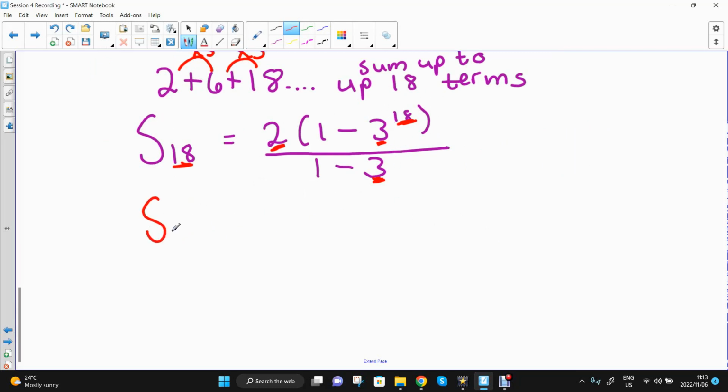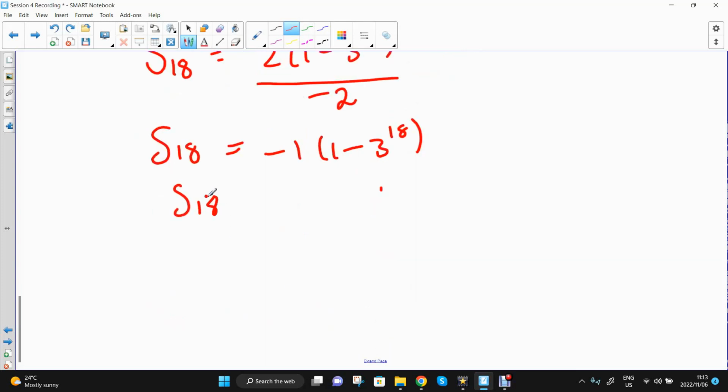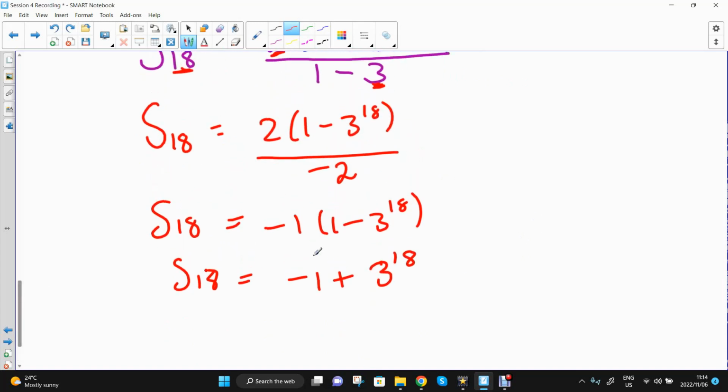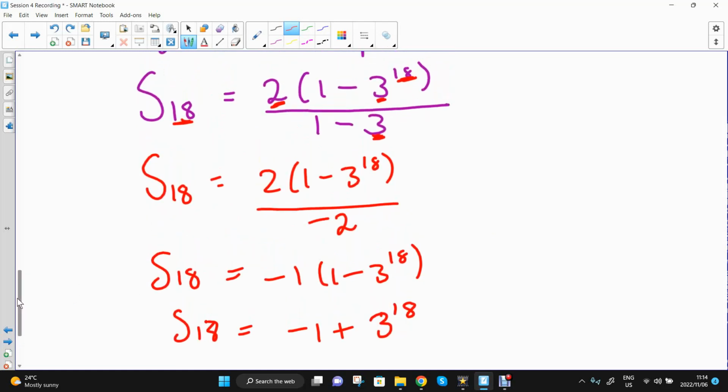Again, you do not have your calculator in the Maths Olympiads, so you will have to try and work this out as far as you possibly can, maybe leaving it in exponent form. So you can see the 2s will cancel there. So you're going to get negative 1 times (1 minus 3 to the power 18). And finally, the simplest answer here is just to say it's negative 1 plus 3 to the power 18, and you can leave it like that, especially if the exponent is very big. That answer is way too big to write out. So that would be your sum of 18 terms.